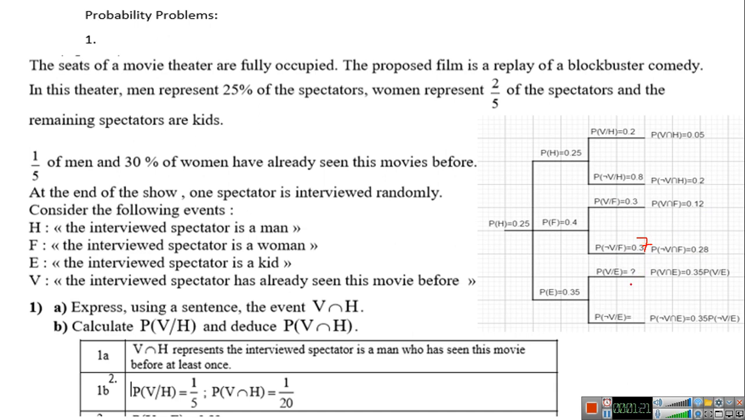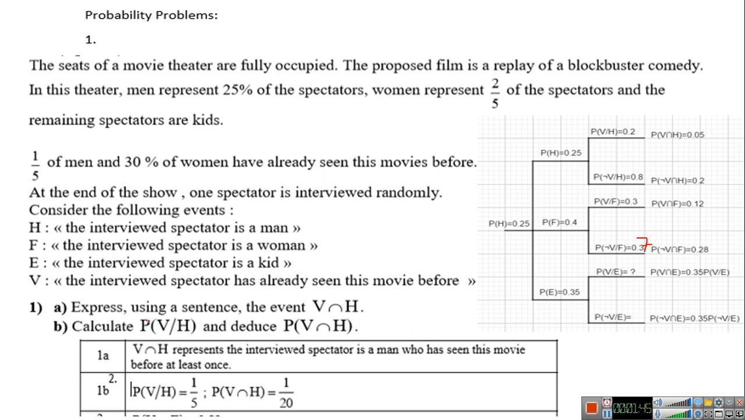So you do the product. And for the kids, they didn't give me here, so we need to calculate it. We're going to see what they're going to give so that I can find this one here. So I'm going to write P of V knowing E. I don't have it for kids. P of non-V knowing E. And the intersection will be 0.35 times this P of V knowing E and 0.35 times P of non-V knowing E.